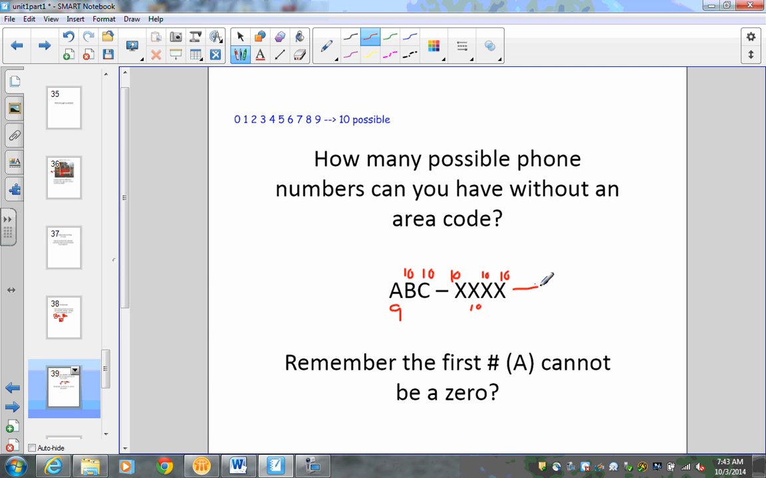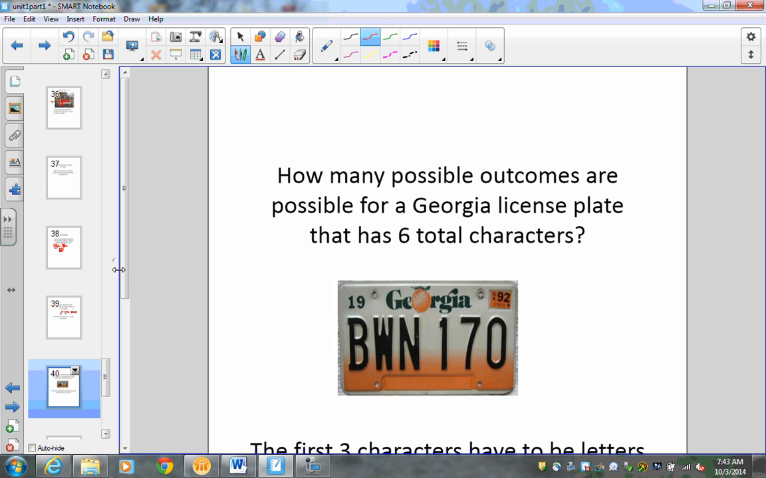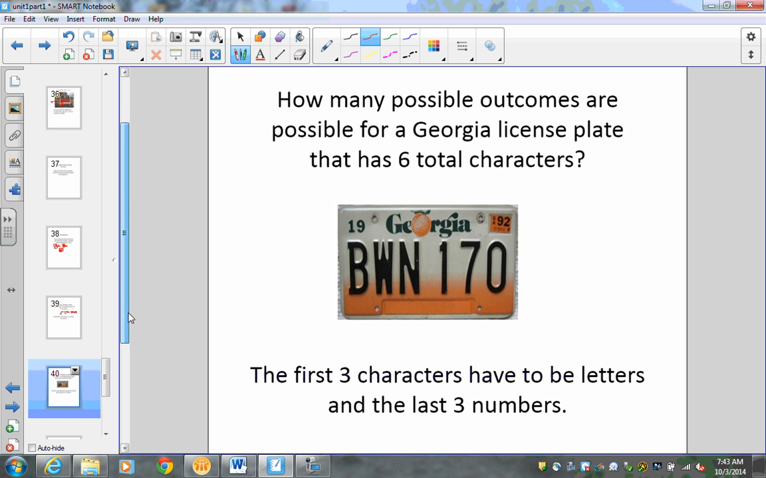So if I was to multiply all those numbers together, I believe that is 10 to the 6th times 9, which gives me a grand total of 9 million possibilities. That's how many possible phone numbers I have with this particular setup. Let's keep going.